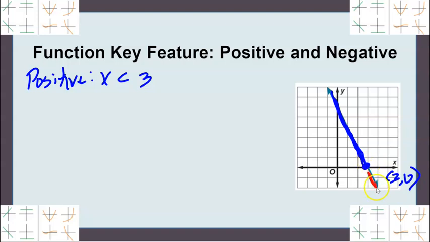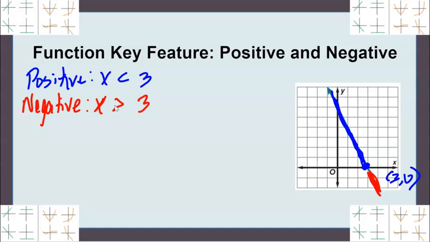And then this bottom part right here, the bottom part in red, that's the negative part. And it's negative because it's below the x-axis. Now we want to know, when is it below the x-axis? So again, we're going to use our x, and we're going to compare it to our x-intercept of 3. And this is going to the right of our dot. So if it's going to the right of our dot, that means it's going to be greater than that point.